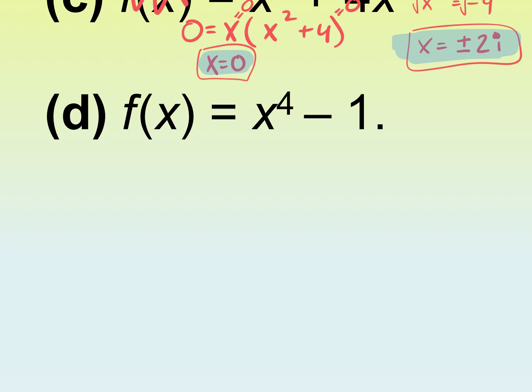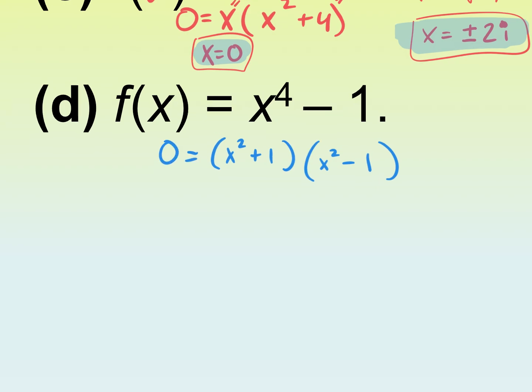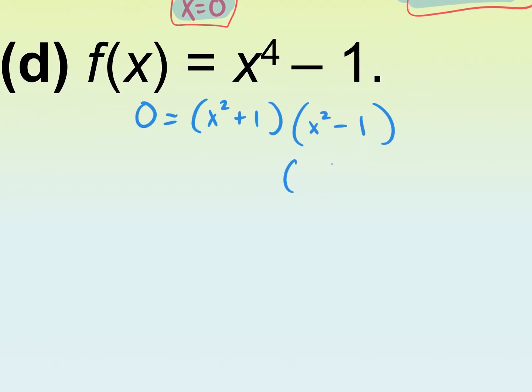Does it factor? What does it factor into? x squared plus 1 and x squared minus 1. Can we factor this anymore? Yeah, x squared minus 1 factors into what? x plus 1 and x minus 1. So we've got x squared plus 1, x plus 1, and x minus 1. Once we factored all the way, we can set each piece equal to 0 and solve.